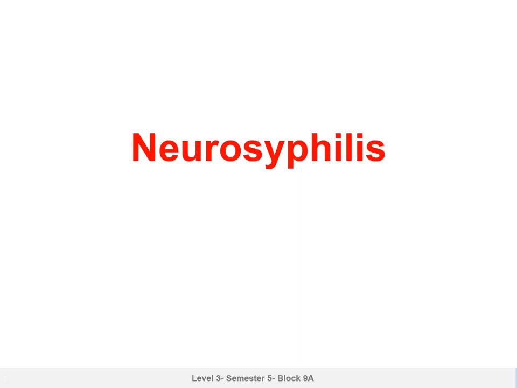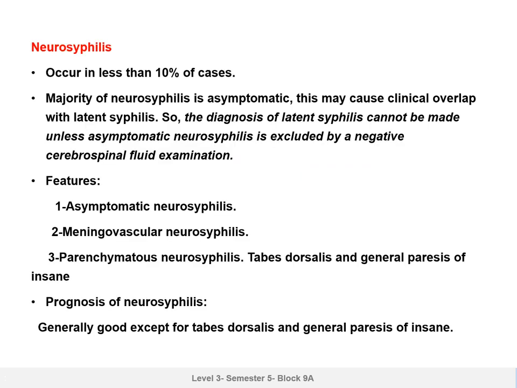Neurosyphilis occurs in less than 10% of cases. The majority of neurosyphilis is asymptomatic. Types: asymptomatic neurosyphilis, meningovascular neurosyphilis, parenchymatous neurosyphilis, tabes dorsalis, and general paresis of the insane. Prognosis of neurosyphilis is generally good except for tabes dorsalis and general paresis of the insane.